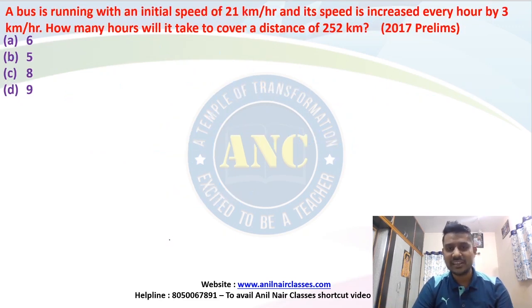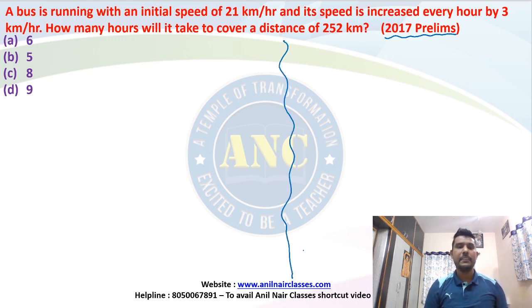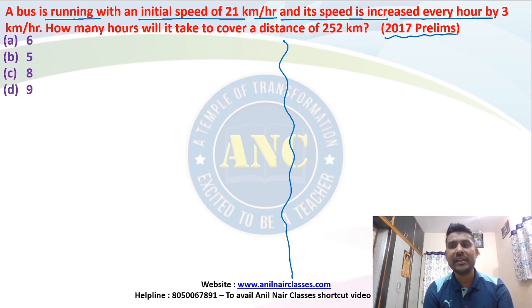Now you can see the next question, which is pretty similar to arithmetic progression once again, and it is your original prelims question 2017. Now see here, the question says, a bus is running with an initial speed of 21 kilometers per hour, and its speed is increased every, not every 3 hours, every hour. After every 1 hour, its speed is increased by 3 kilometers.